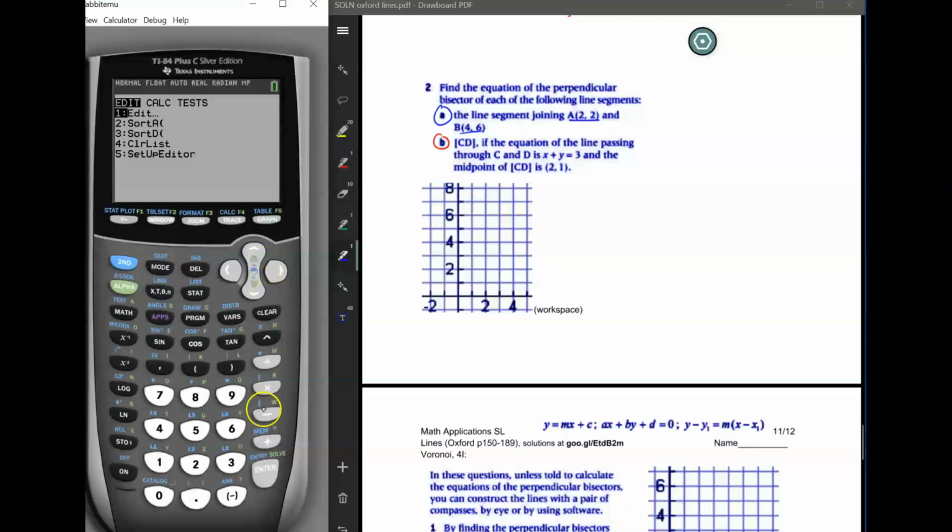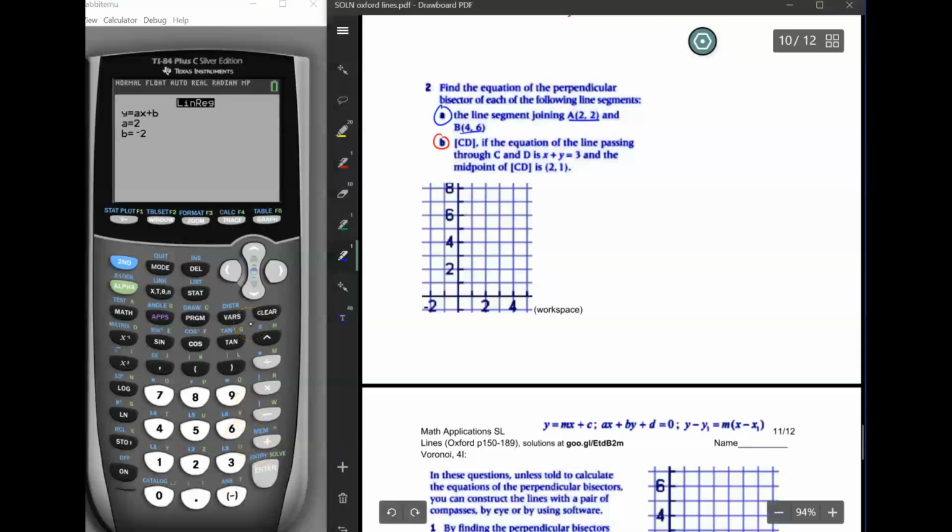Let's see. So we'll do stat edit, and we'll put in (2, 2) and (4, 6) here. Then stat calc, LinReg number 4, L1, L2, blank is the way you want it, and my equation is y equals 2x minus 2.